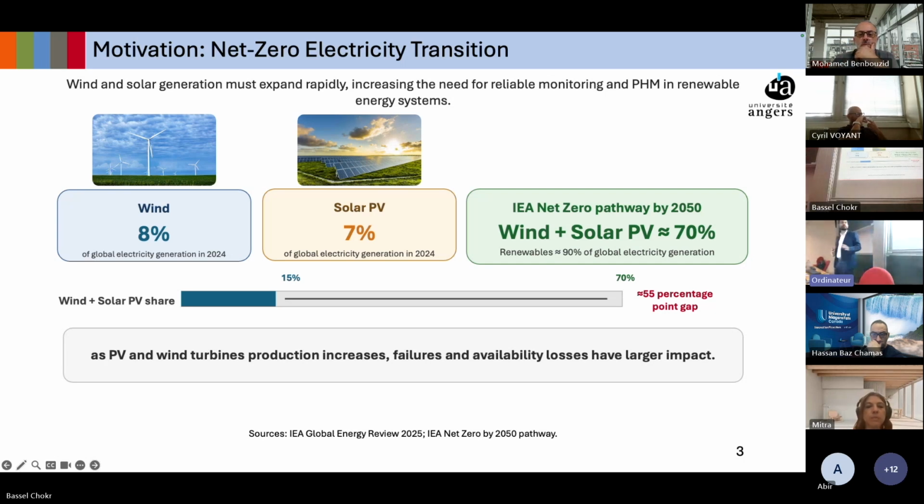we are today producing 8% of global electricity generation from wind and 7% from solar. But the goal by 2050 is to be producing 70% of this generation from wind and solar power. And by the end, now we are 50% short from this goal. And as this demand increases, the challenge is that we have to maintain reliable operation in those systems.